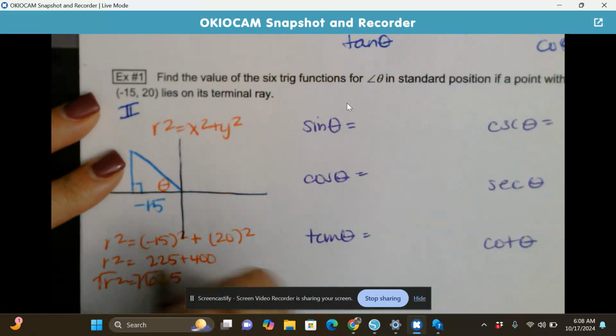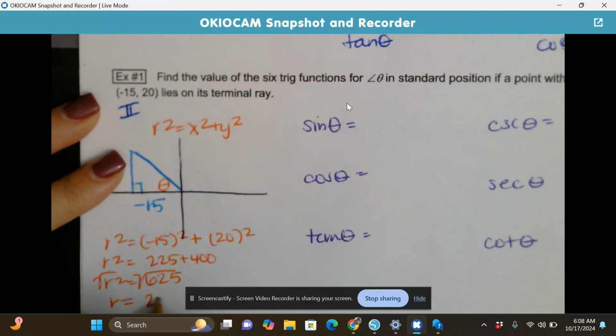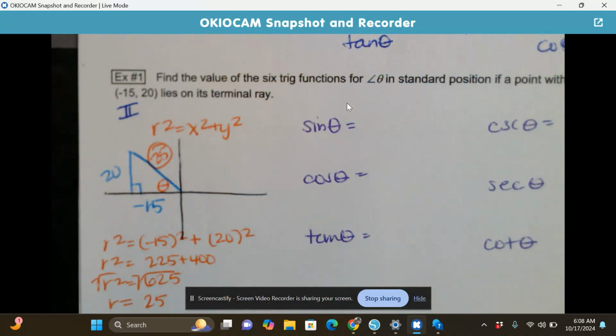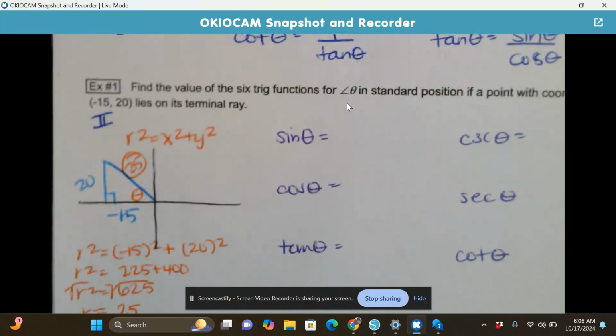And then when we take the square root, r is going to equal 25. Now remember, r is your hypotenuse, so this is always going to be positive. And now, from here, we are going to fill in everything that we need to know. So look back up at the top, and we're just going to fill in what we have.